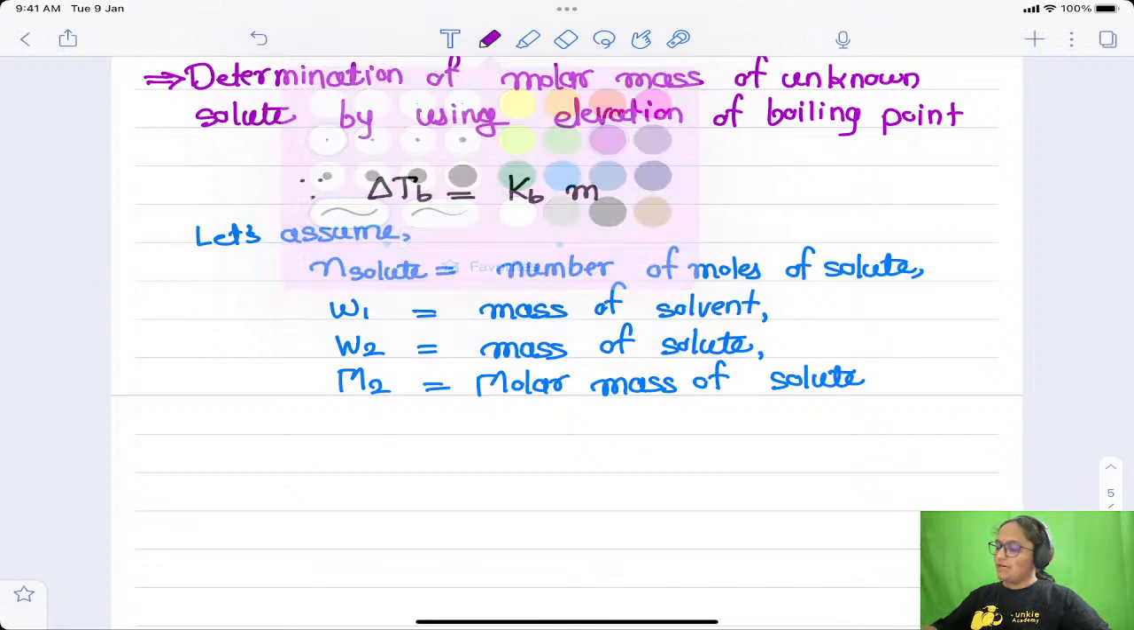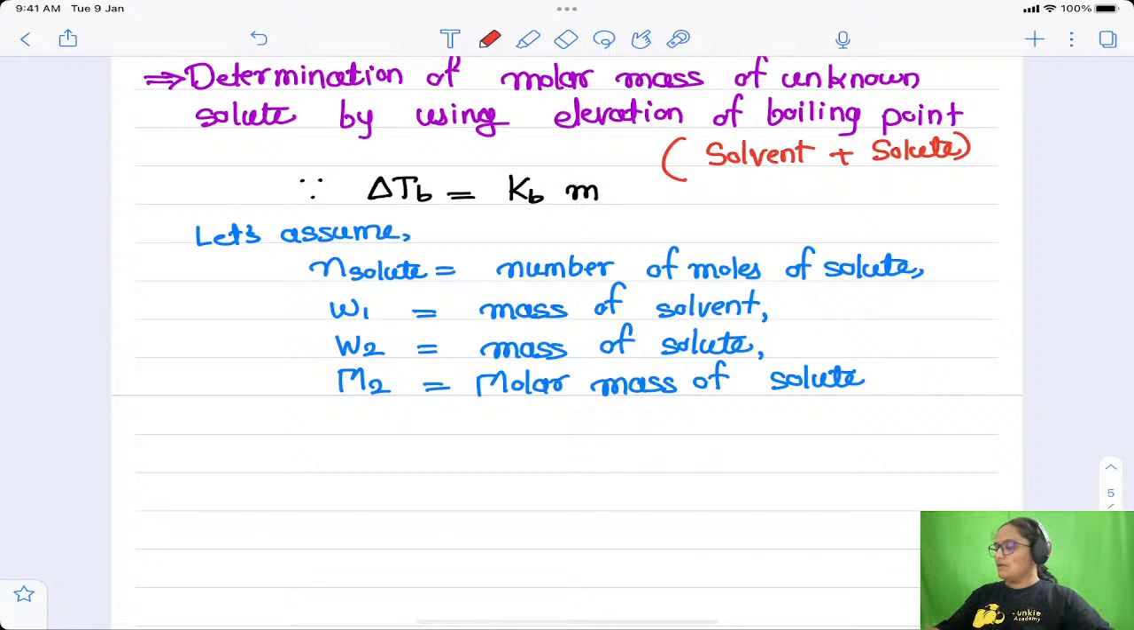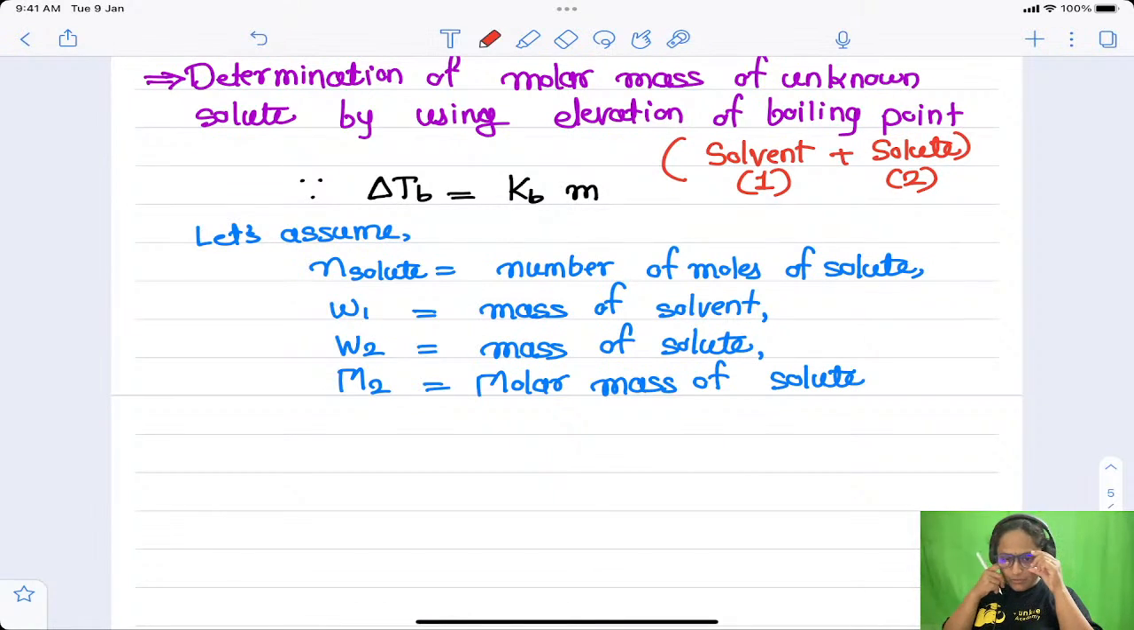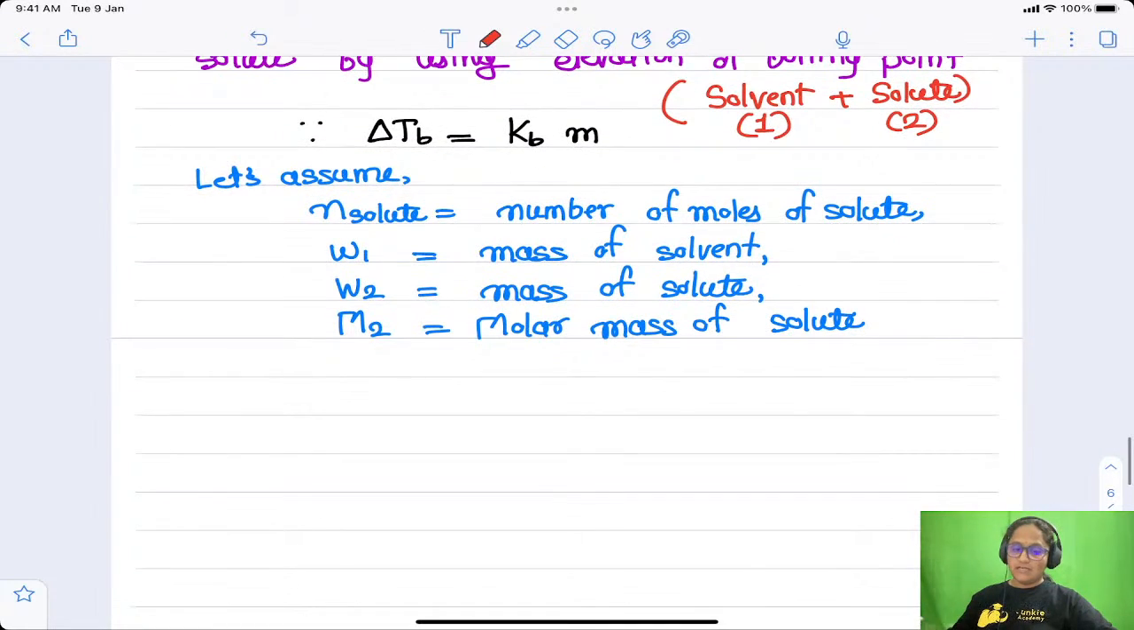For an example, if we have this combination, okay, we are mixing solvent plus solute, right? Volatile solvent plus non-volatile solute. In some books the numbers 1 and 2 are given as symbols. In some books X and Y are also given. You can use them as per your convenience. Okay, so 1 is for solvent and 2 is for solute, right? So these are the symbols.